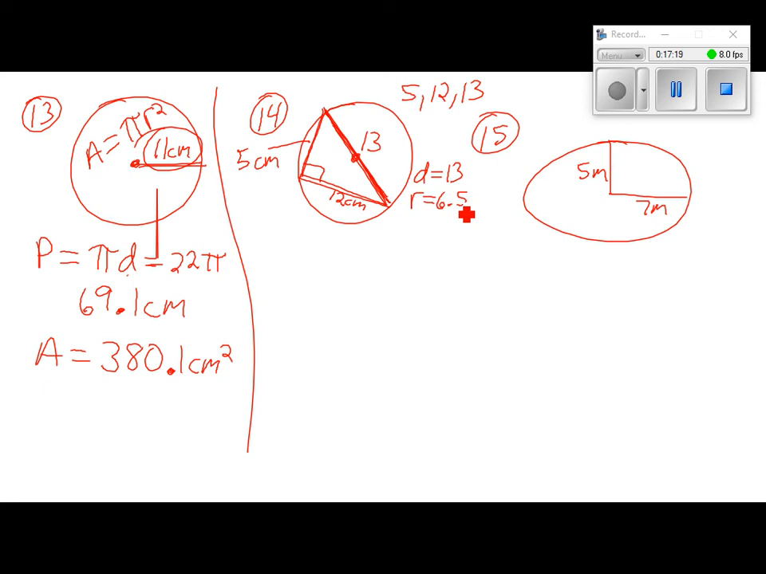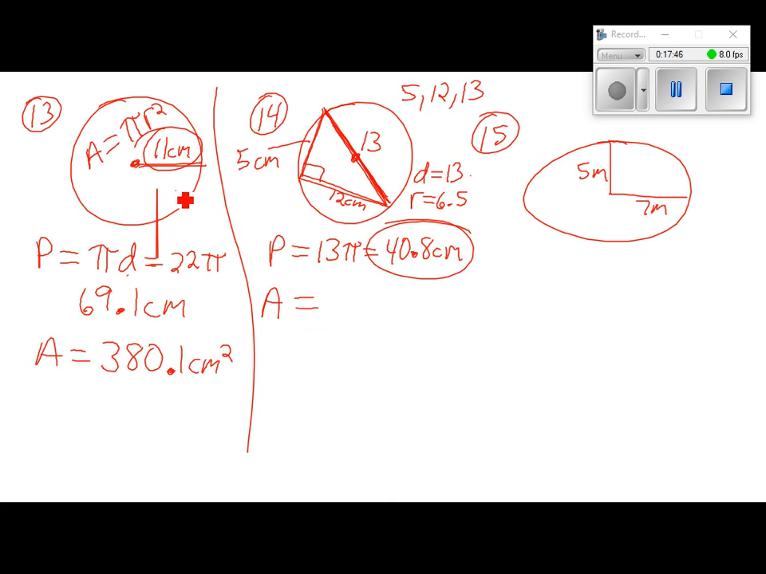To find the perimeter or circumference, we're just going to take that 13 times pi, because it's pi times diameter for circumference. And if you punch all that into your calculator, you end up with 40.8 centimeters. That's your perimeter.